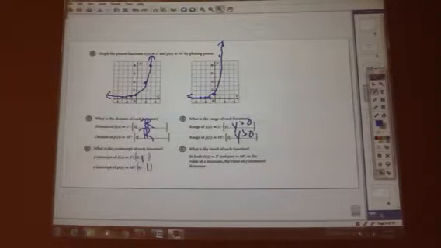So what do you see about both of those graphs? Both of their domains are all reals. Both of their ranges are above 0. And they intersect the y-axis at 0, 1. They are increasing drastically as x increases, and as x decreases they are getting very, very small.